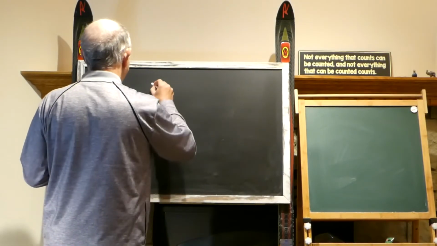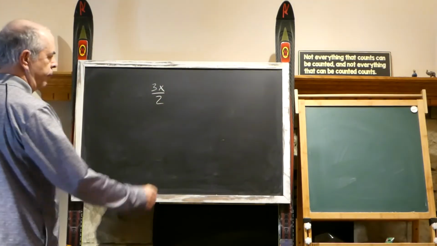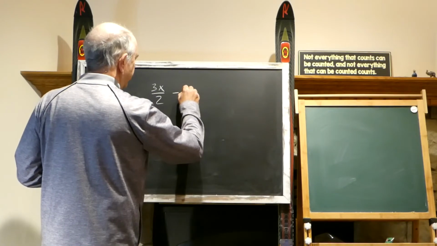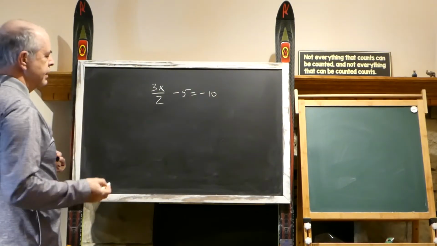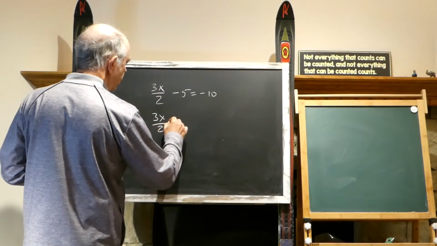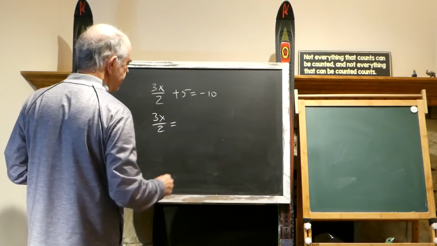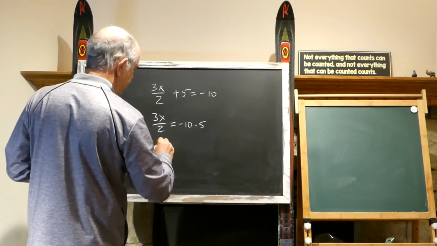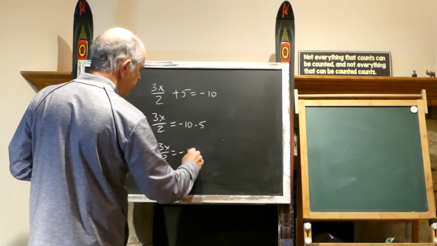If this would be 3x over 2, for example, right? What was it? Minus 5 it was, equals minus 10. Pretty much the same as the previous time, but it would be 3x over 2. 5 is shifted there, or this would be plus. Then it would be minus 10 minus 5. 3x over 2 equals minus 15.